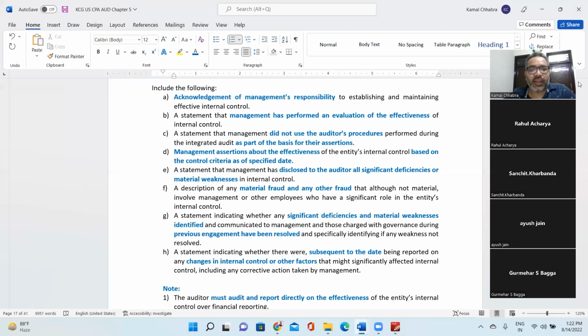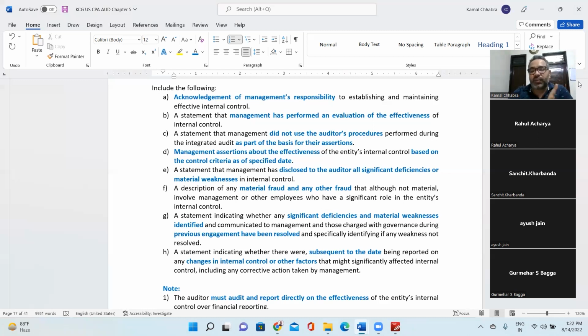Okay. D point: management assertion about the effectiveness of the entity's internal control based on the control criteria as of the specified date or period. E is a statement that management has disclosed to the auditor all significant deficiencies and material weaknesses they have identified. F is a description of any material fraud and any other fraud that, although not material, involves management or employees who have a significant role in the entity's internal control.